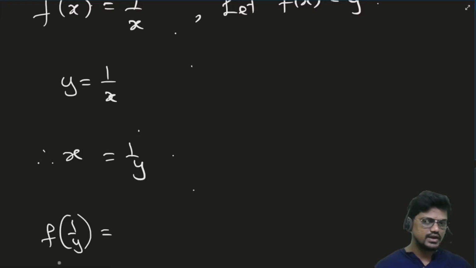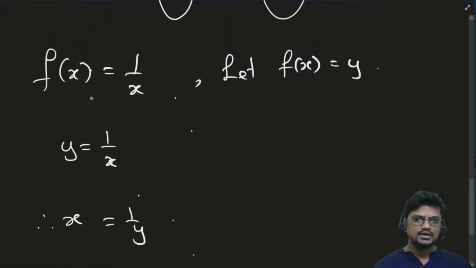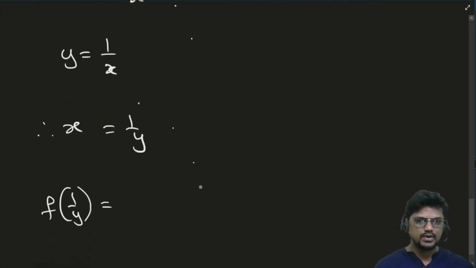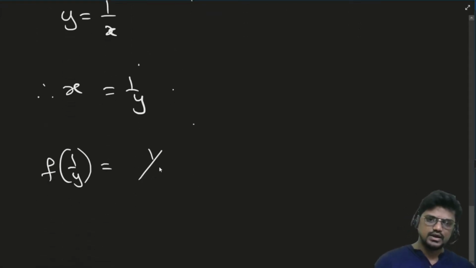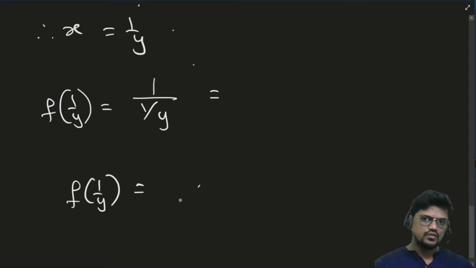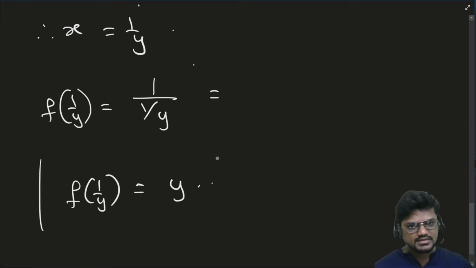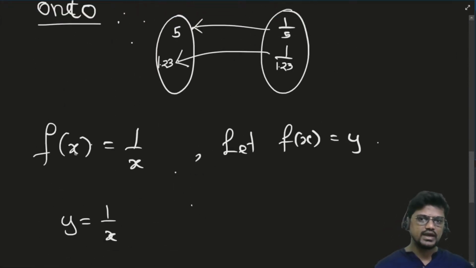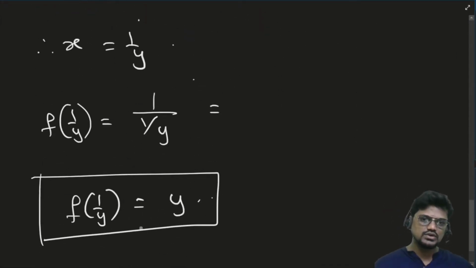Now let us find the value of f of 1 upon y. See, I have the value of f of x as 1 upon x. So f of 1 upon y will be 1 upon 1 upon y. What do I get? f of 1 upon y is also y itself. Right? If I get this, then f of x equals y again.